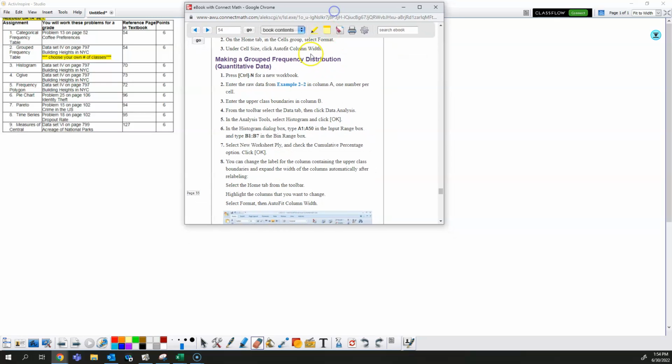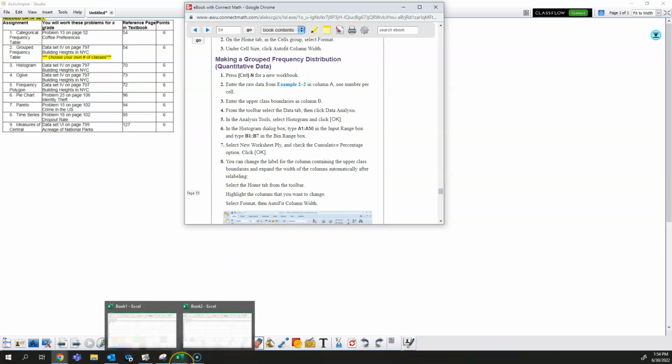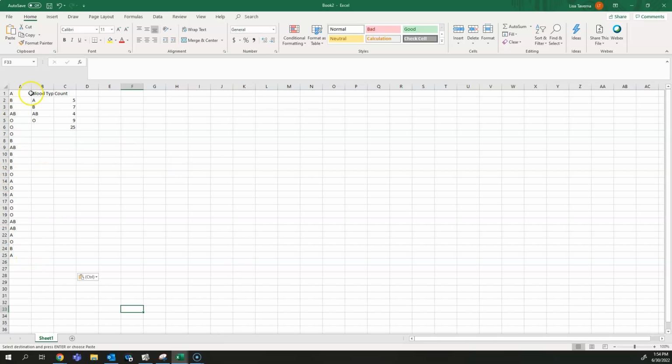Step 1 says to create a new workbook, but your instructors want you to do all of these tables on the same book. So instead of creating a new workbook, open your original Excel that had your first problem on it, and at the bottom of the page, just start a new worksheet. Click the plus sign, and you see it says Sheet 2.